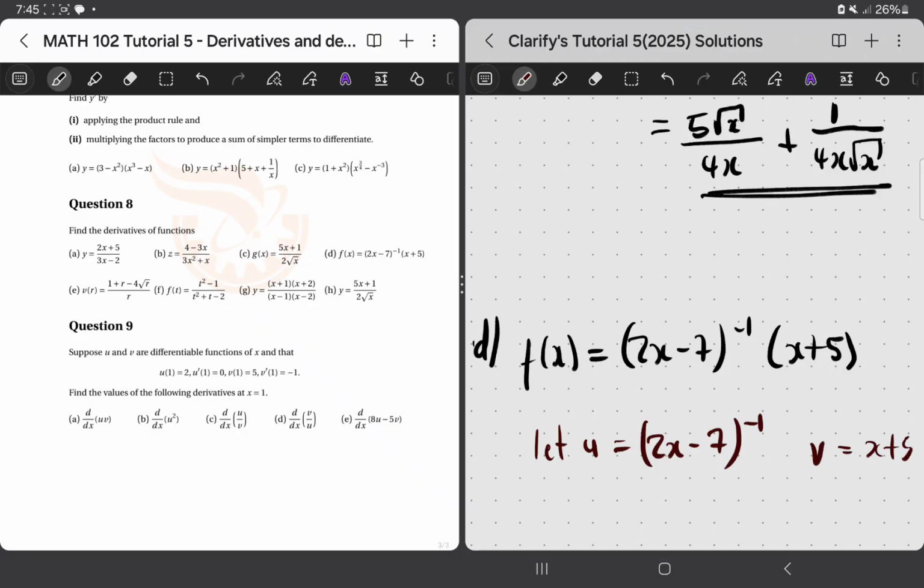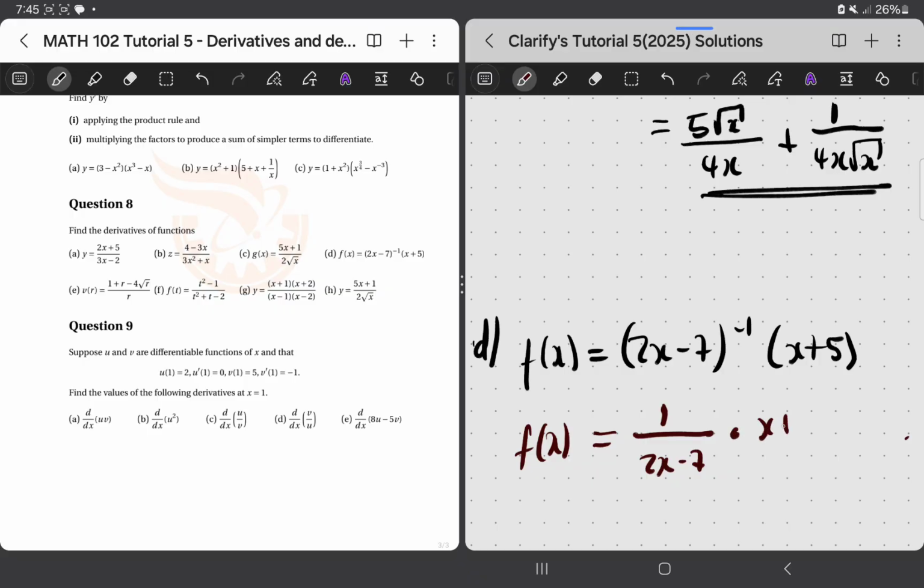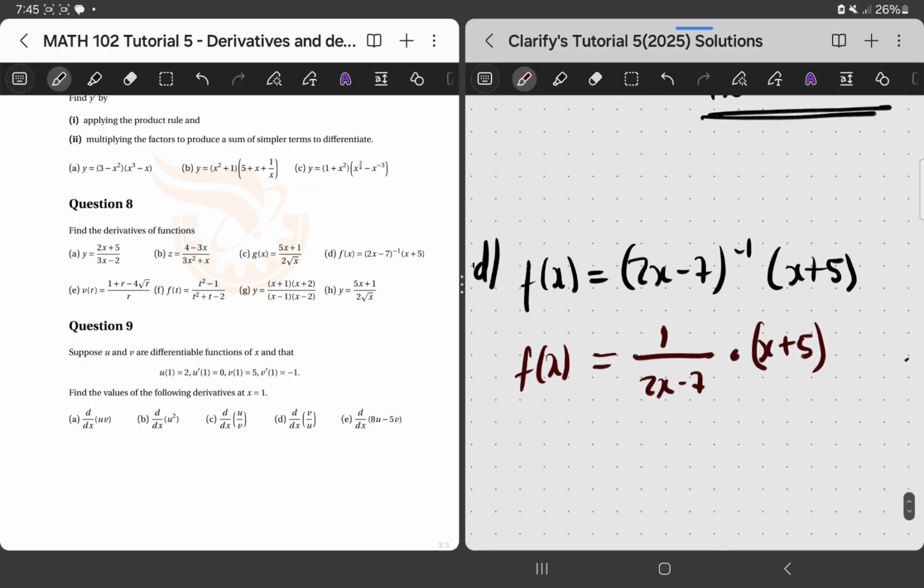Or if you want to stay with the quotient rule, which we have been doing right now, something that is to the negative 1, we can just say f(x) is going to be equal to 1 over 2x minus 7. It's now to the positive 1. That's what it means. And it's multiplying x plus 5. And we know that x plus 5 is the whole thing, so it just goes to the top. You have (x plus 5) over (2x minus 7). This is going to be your f(x).